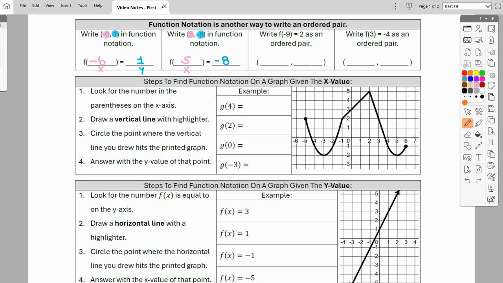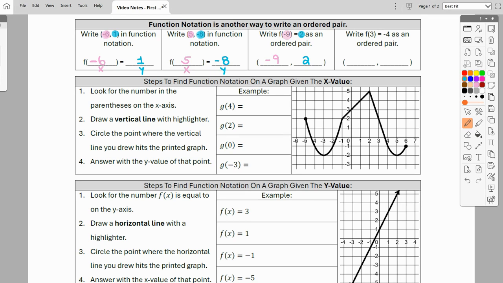Now I can go backwards when I have function notation, reading f of -9 equals 2. I can take what's in parentheses as the x value of my point, and I'll take what the f of -9 is equal to, which is 2 in this case, as the y value of my point.